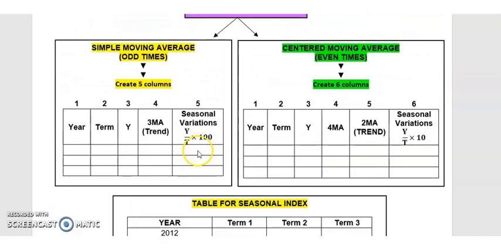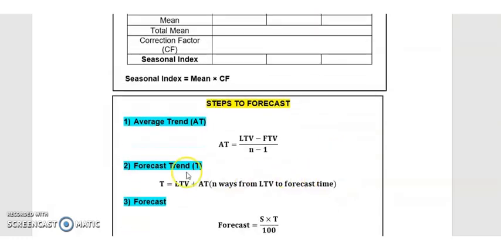So here if you look at this table, we have trend values. Here also we have trend values. So second step here, we need to forecast the trend value. Forecast trend value means that we forecast a value in the future based on our previous data. For example, our data, the last data based on, for example, this data.